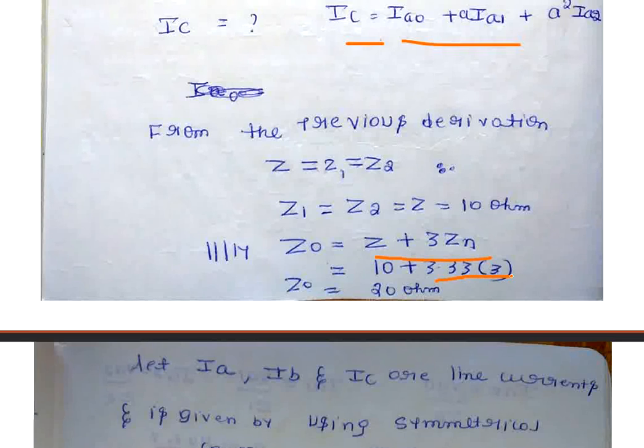Zn is an impedance in a star connected system at the neutral. If it is star connected, you need to divide by √3. If it is delta connected and all the impedances are the same, you need to multiply by 3. It is an equivalent impedance, I can say. However, you do the same thing in the network here. So Z0 equals 10 plus 3.33 into 3, so it is 20 ohms.